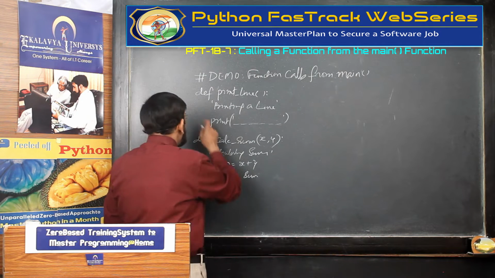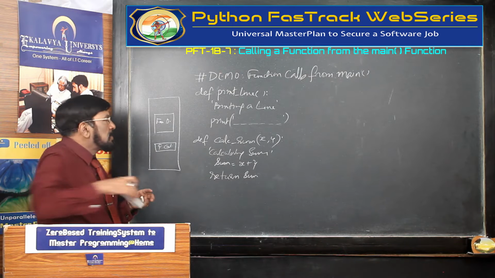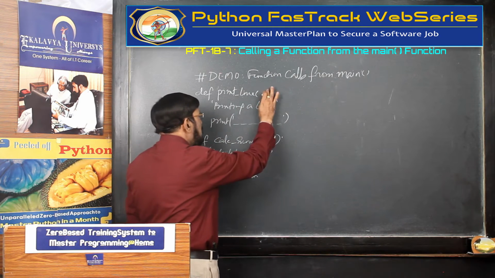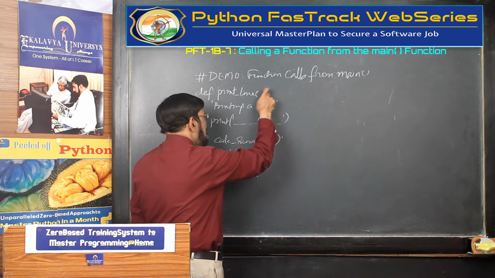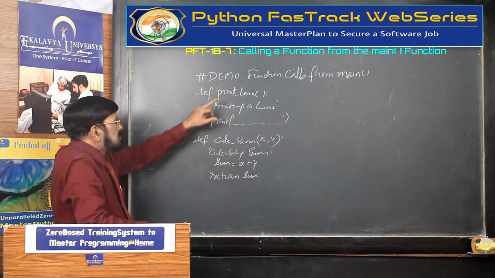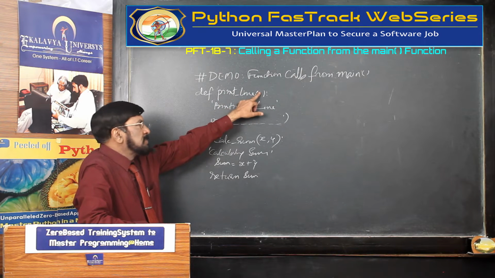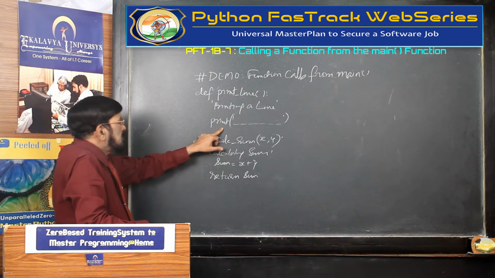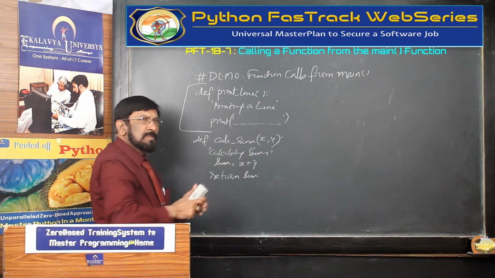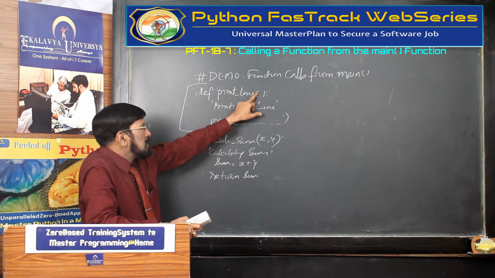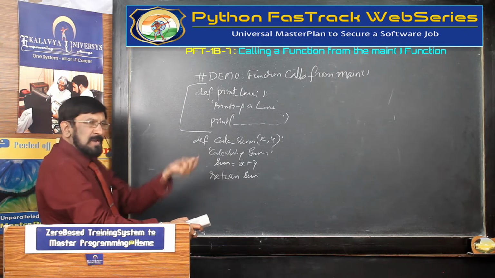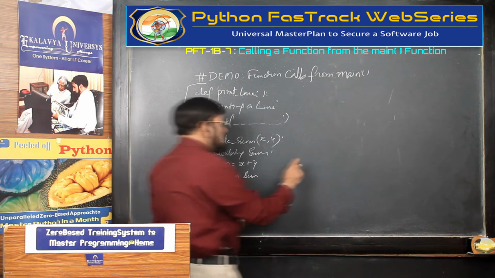For this purpose, in the program, I have defined two functions. The first function is print line. Just as a matter of information, which type of function is it? It is a function with no arguments. We are not passing any argument, and it is not returning any value. That's why it is a function with no arguments and no return value. Whenever print line is called, what does it do? It draws a line like this.